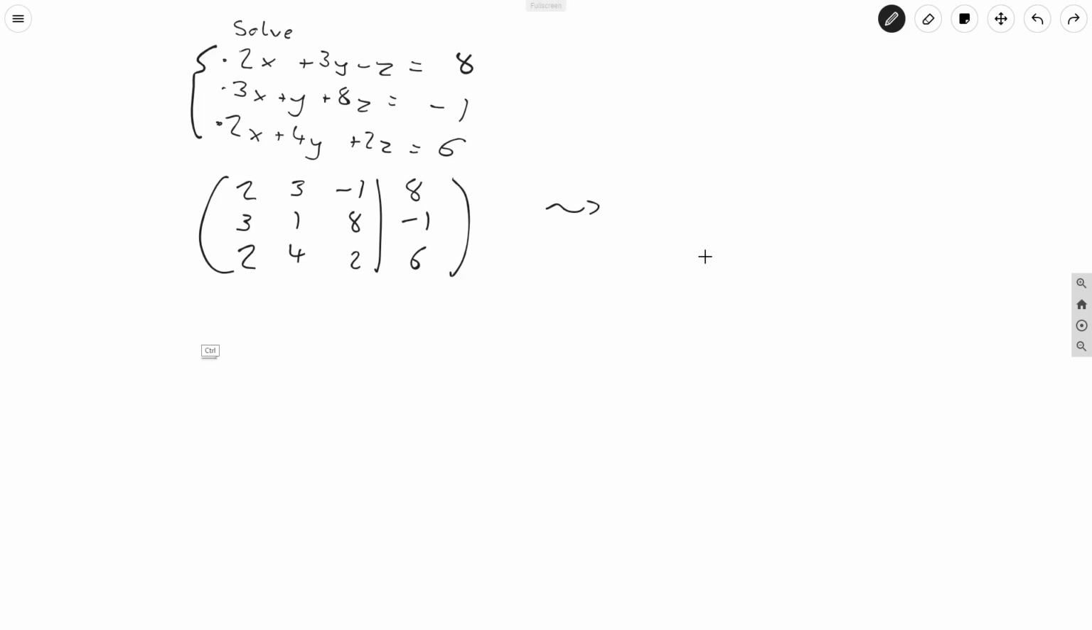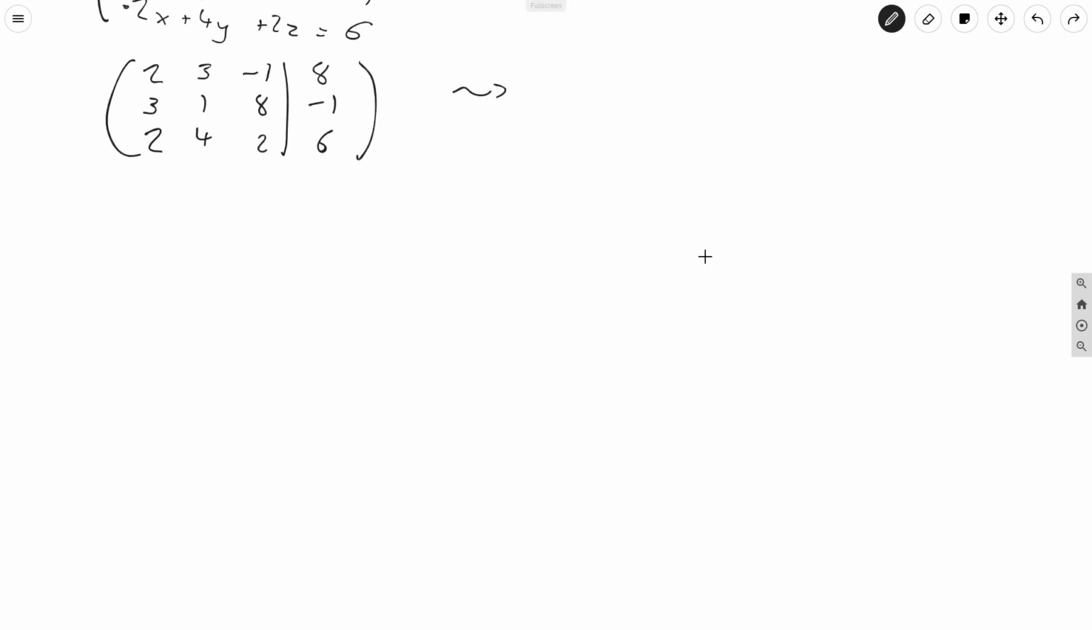Now, how do we reduce it to this form? We're allowed to do three things. We're allowed to swap rows, we're allowed to multiply rows by constant numbers, so we could multiply all the top row by 3, for example, and we can add rows together. We want to use these three techniques to somehow turn a lot of these numbers into zeros, basically, and be only left with ones along the diagonal. Now, how are we going to do that?